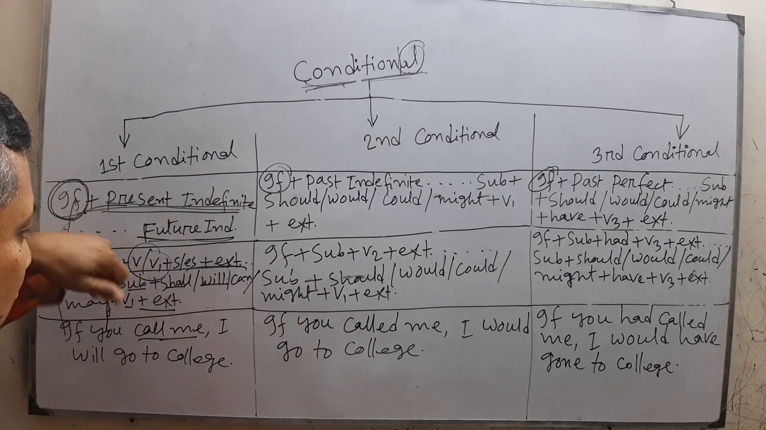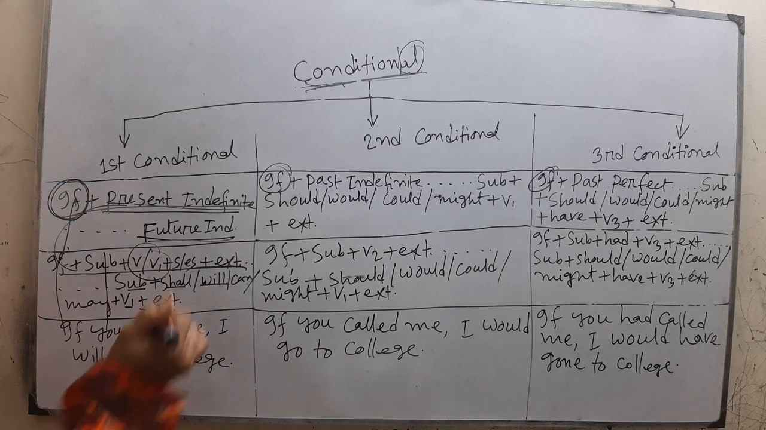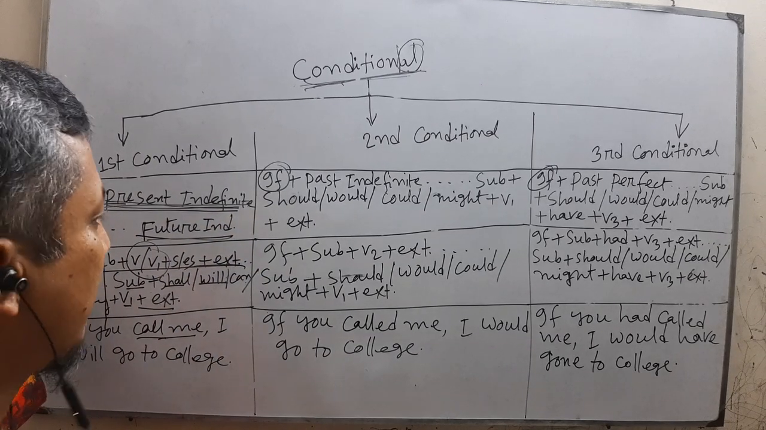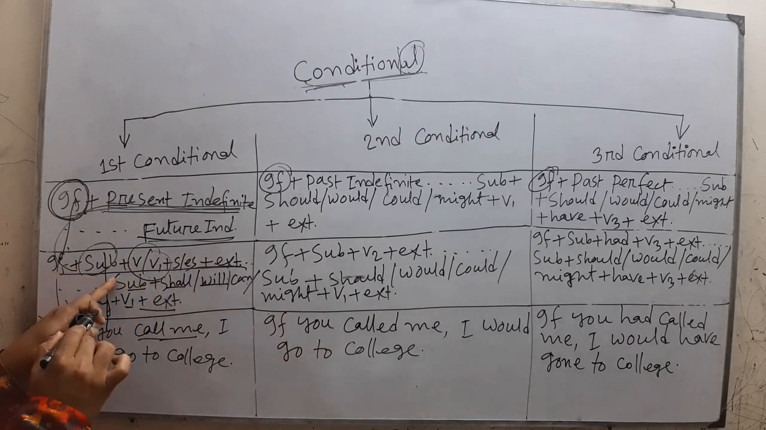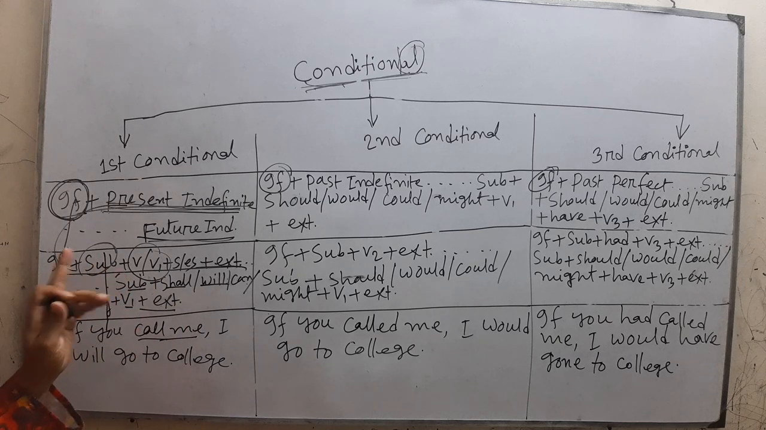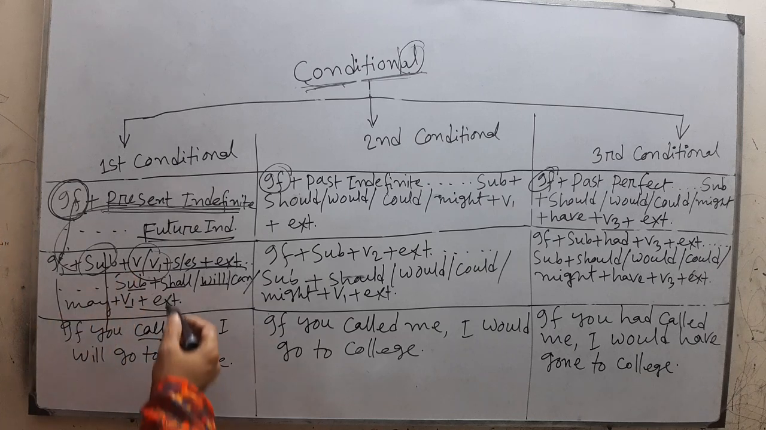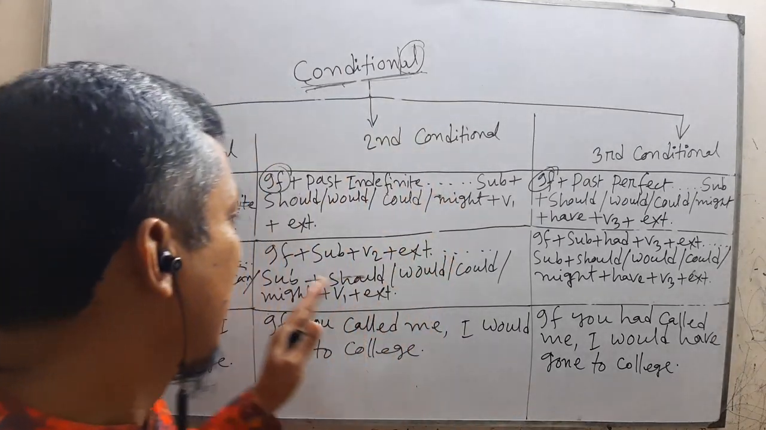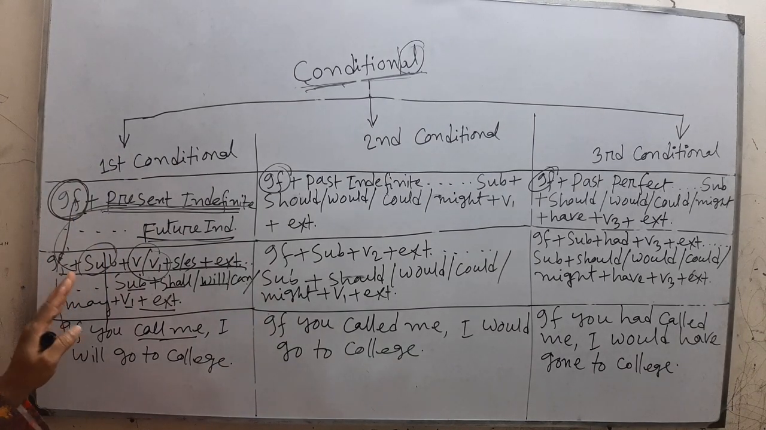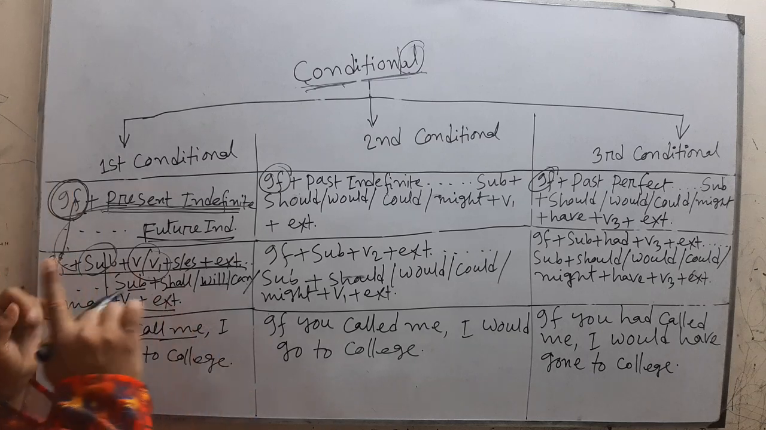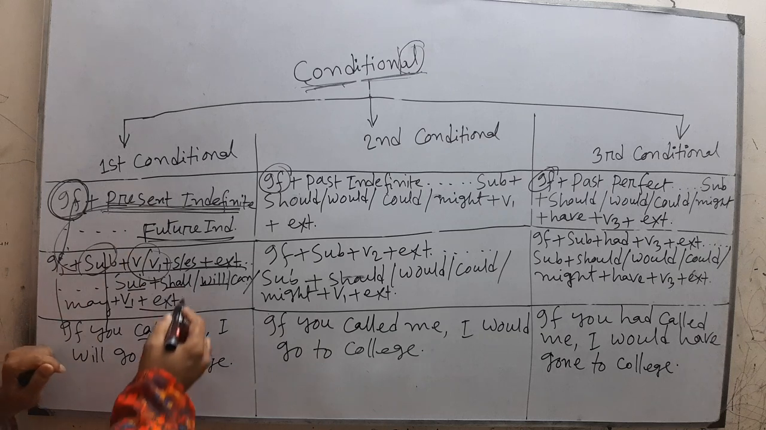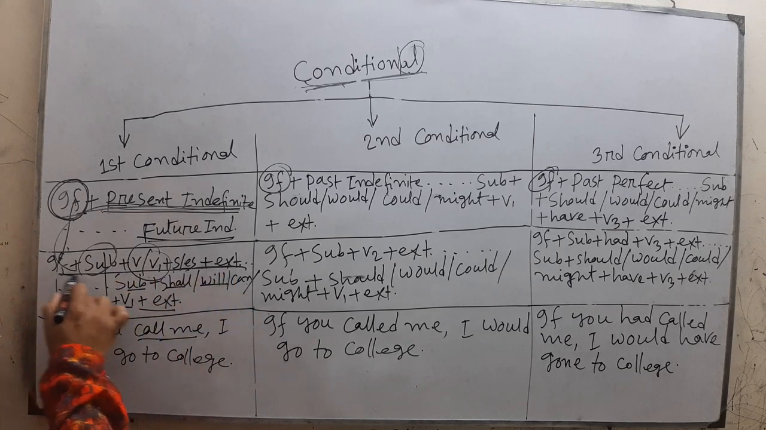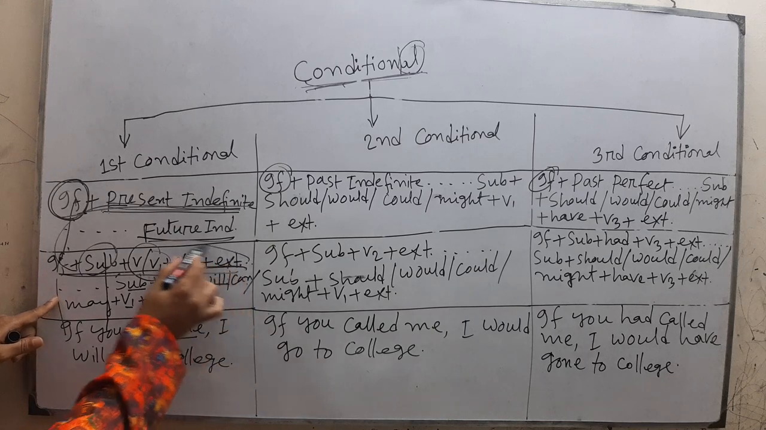Now, before giving the example, at first I have to clarify this part. If present indefinite tense: what is the structure of present indefinite tense, my dear students? The structure is subject, then V1, that means the present form of the main verb, plus S or ES. When will we add S or ES? When the subject is third person singular number. In that case, if the sentence is present indefinite tense, you have to add S or ES with the main verb. Then extension. Am I clear to you?